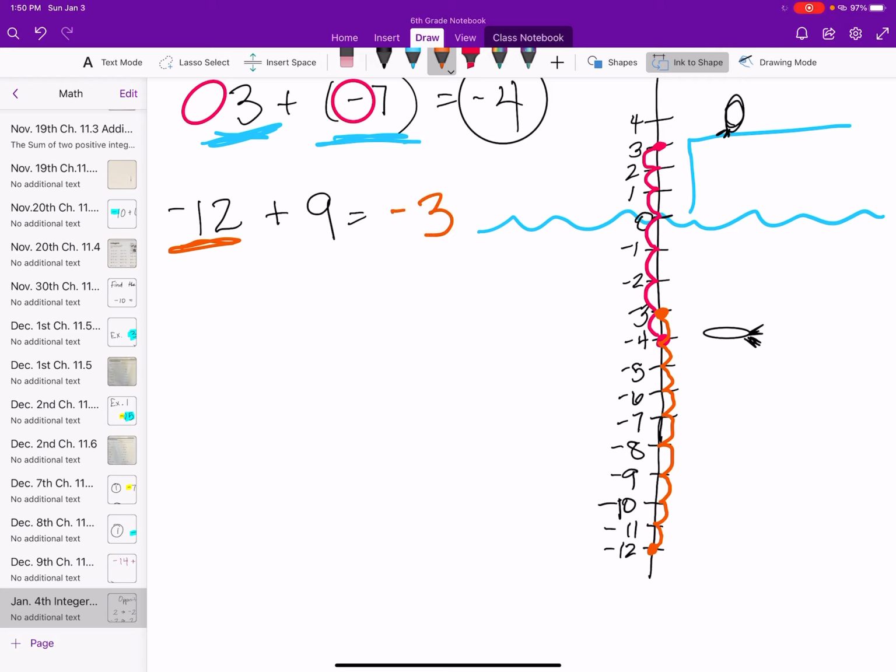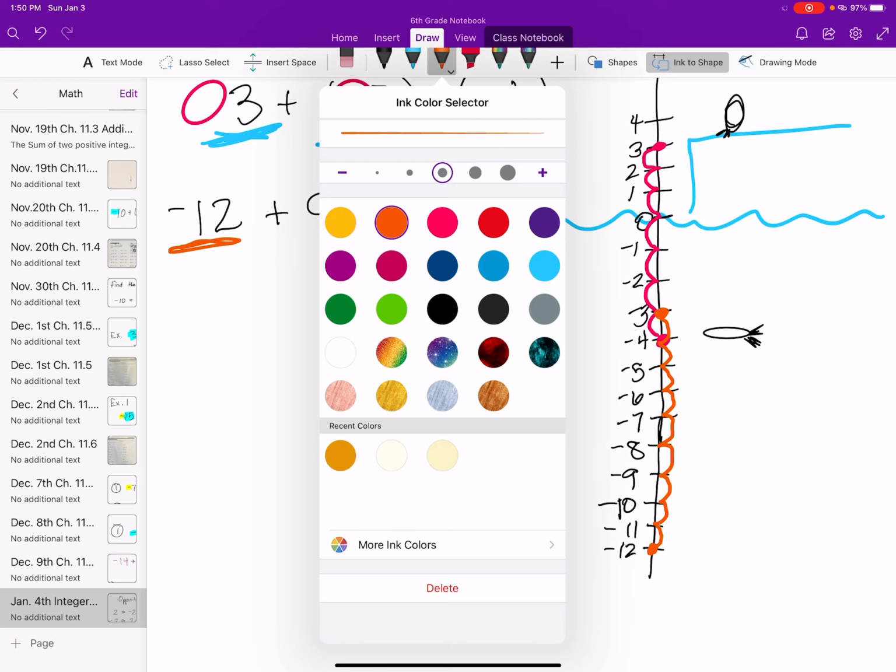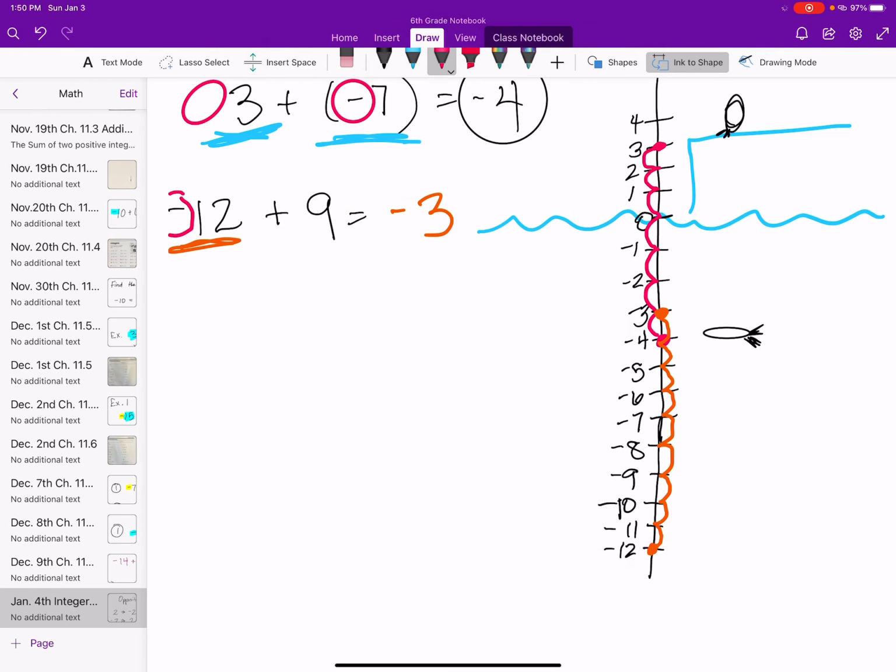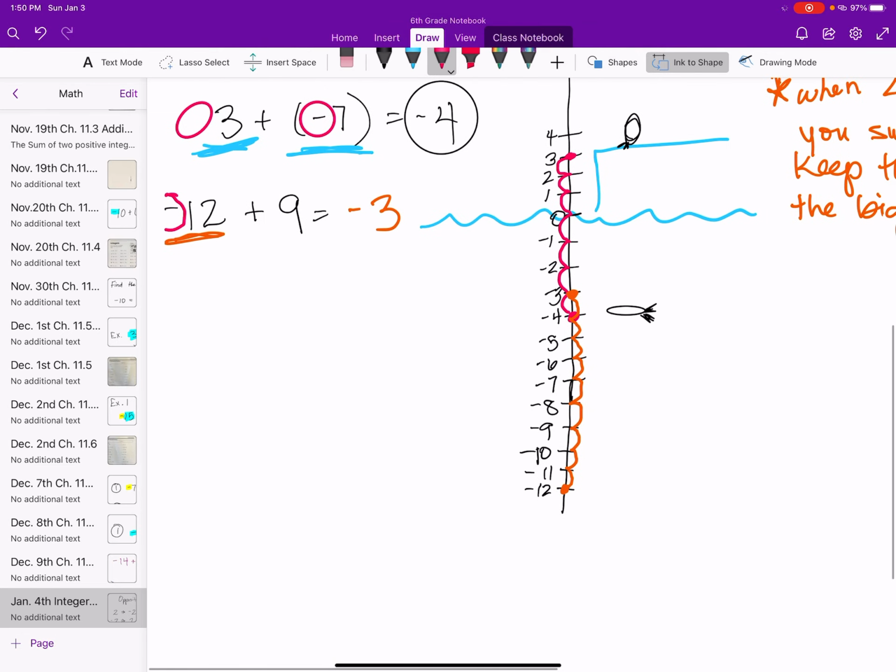You could also do our trick that we did. You look at the signs in front of them, and we have a negative and a positive, meaning that they're different signs. So we are going to subtract those two numbers. We're going to subtract 12 minus 9 is 3, and our bigger number is 12, and in front of the 12 is a negative sign, so we keep the negative, and our answer is negative 3.